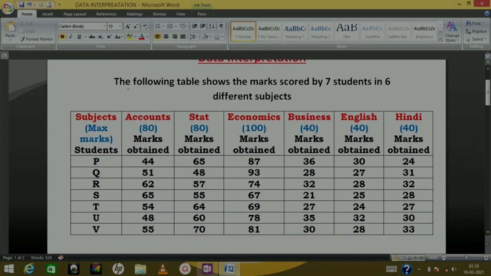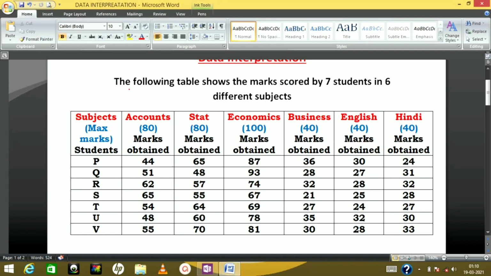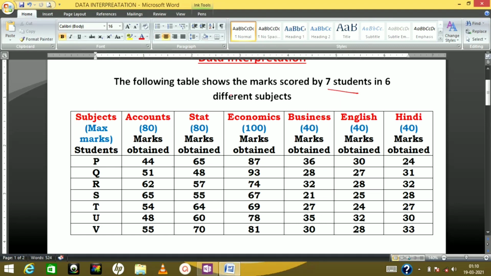2021. So as you can see on the screen, the question is: the following table shows marks scored by 7 students in 6 different subjects. Subjects are given in red, that is accounts, stats, economics, business, English, Hindi, and maximum marks in accounts are given in blue, that is 80, economics 100 and 40 in business, English and Hindi. And the marks obtained by students P, Q, R, S, T, U, V are as follows, which are given in black. So let us see the questions which are given.